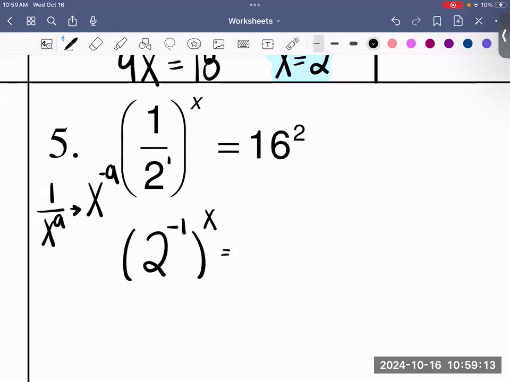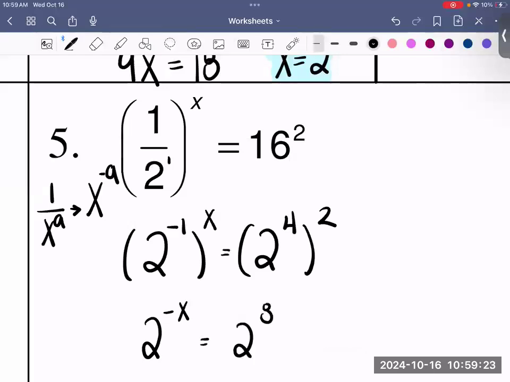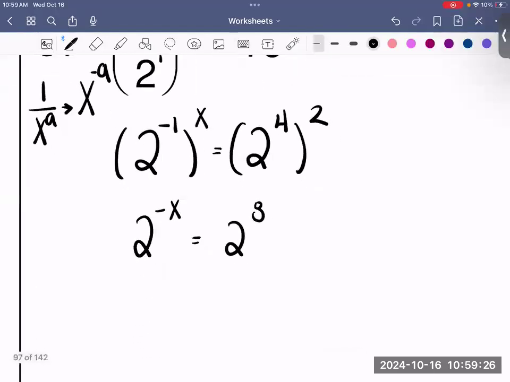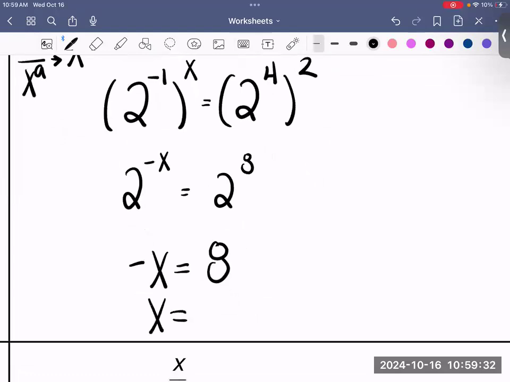Now 16, we've done before. We said this is really 2 to the 4th power, all to the 2. Simplify your exponents a little bit. 2 to the 8th. And now we can see, okay, well, your bases match. We get negative x is equal to 8. Therefore, we believe that x is equal to negative 8.